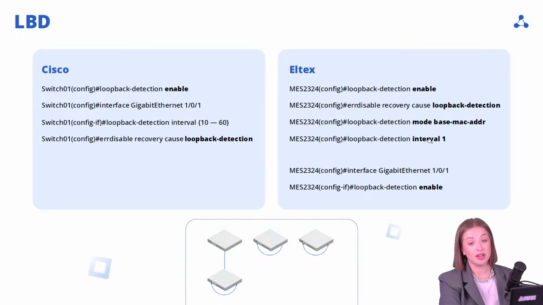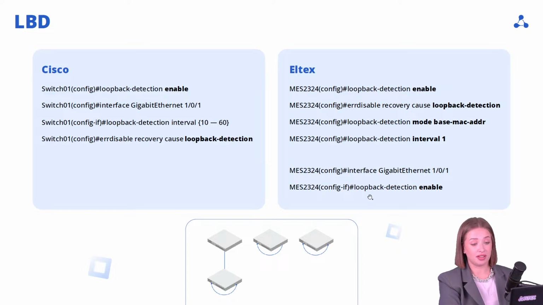For OTEX MES23xx switches, you can choose the destination MAC address based on the source MAC address, multicast or broadcast MAC address, or the base MAC address, when the switch's own MAC address will be used as the destination MAC address. It is also recommended to turn on the error disable recovery with the cause of the loopback detection in the global configuration mode.